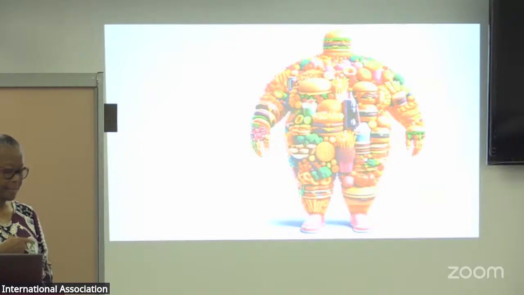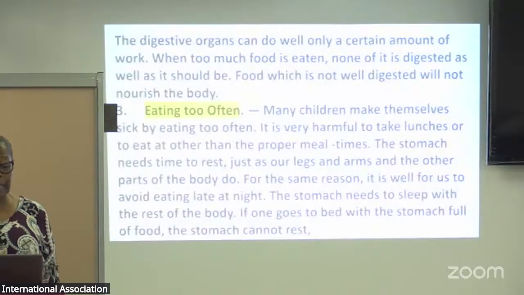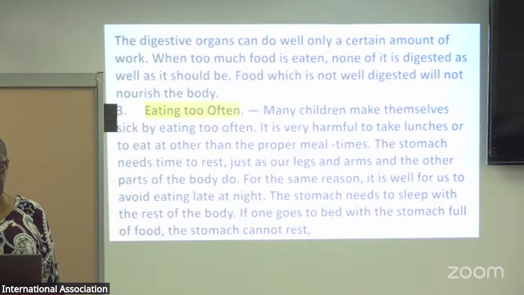See? That's eating too much. The digestive organs can do well only a certain amount of work. When too much food is eaten, none of it is digested as well as it should be. Food which is not well digested will not nourish the body.